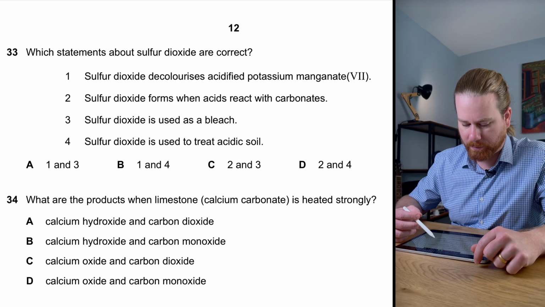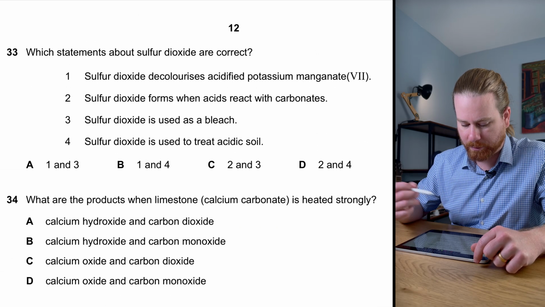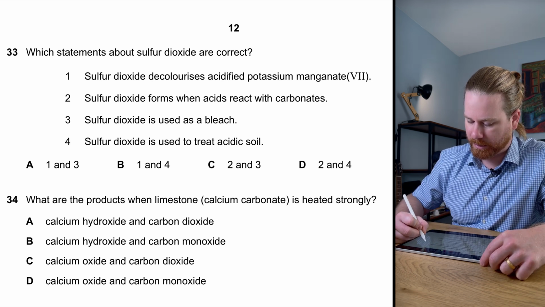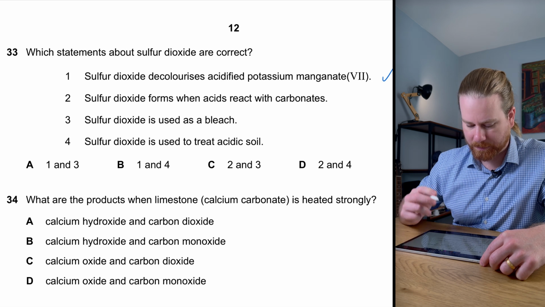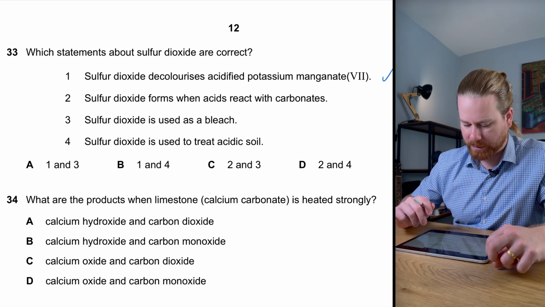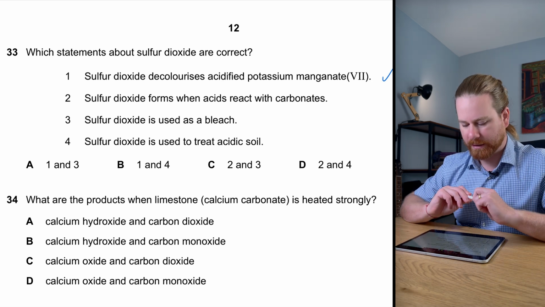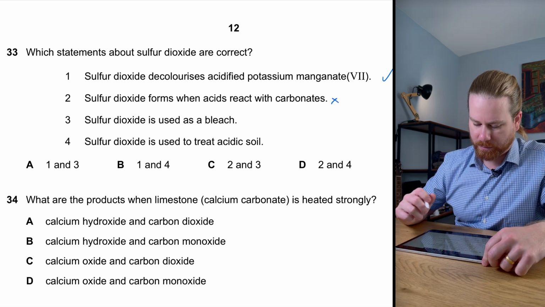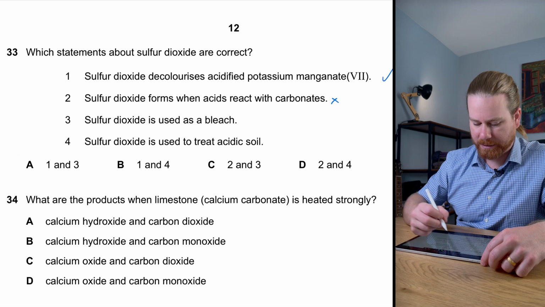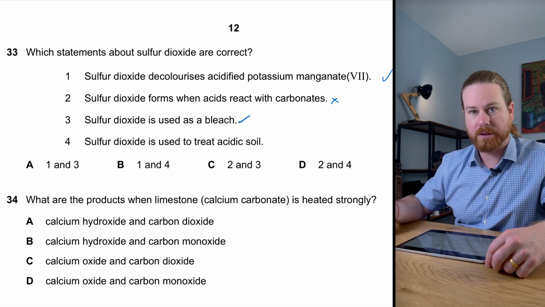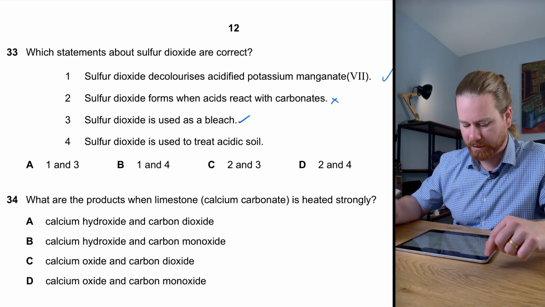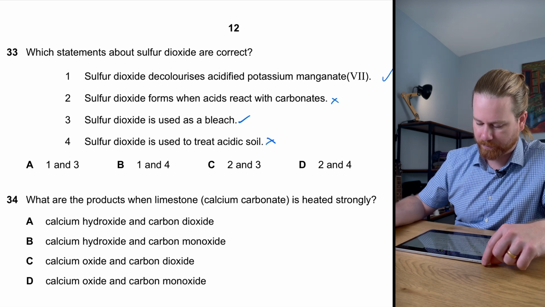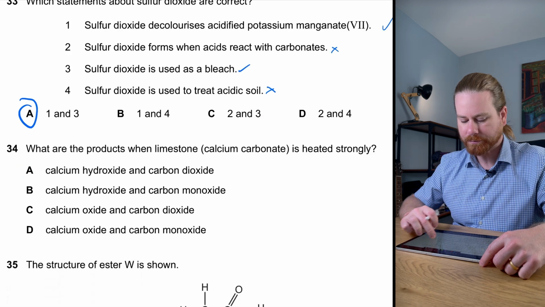So let's go through our statements one by one. Sulfur dioxide decolorizes acidified potassium permanganate. It does. Sulfur dioxide forms when acids react with carbonates. Nope. Sulfur dioxide is used as a bleach. It can be, because it's used to make sulfuric acid, which is in bleach. And sulfur dioxide is used to treat acidic soil. No way. Okay, so there we go, it has to be A.